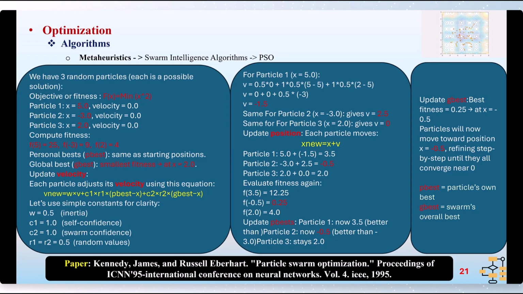Now we will update p best. Particle 1 now is 3.5. That means better than before. Also, particle 2 now is minus 0.5. That means better than minus 3. And particle 3 stays at 2, which has no change. So again, we are going to update the g best. As before, we are going to consider the best fitness, which is related to particle number 2, which is 0.25, which was related to the position of this particle, which was minus 0.5. That means particles will now move toward the position of minus 0.5, refining step by step until they all converge near 0.